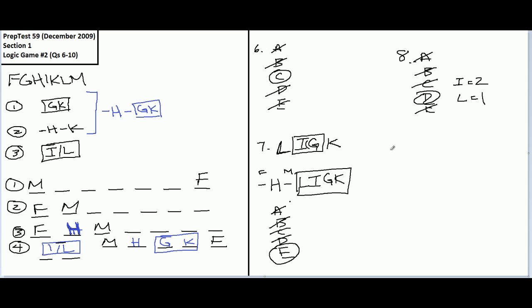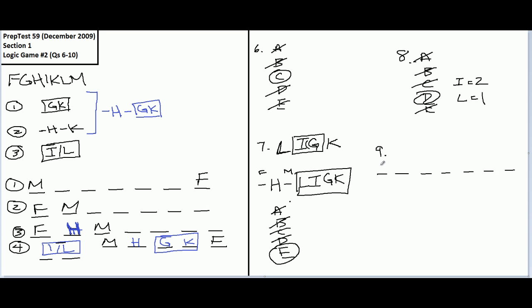And now how about number 9? Number 9 asks us, if Magnolia is second, which of the following cannot be true? Well, looking back at our work here, what is the only way that Magnolias can be second? Well, if F is first. Remember that we eliminated the possibility where F was 7th, way back in the beginning of the problem.